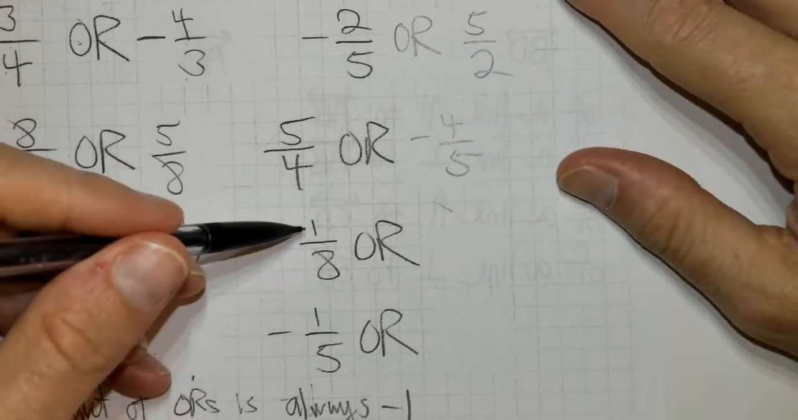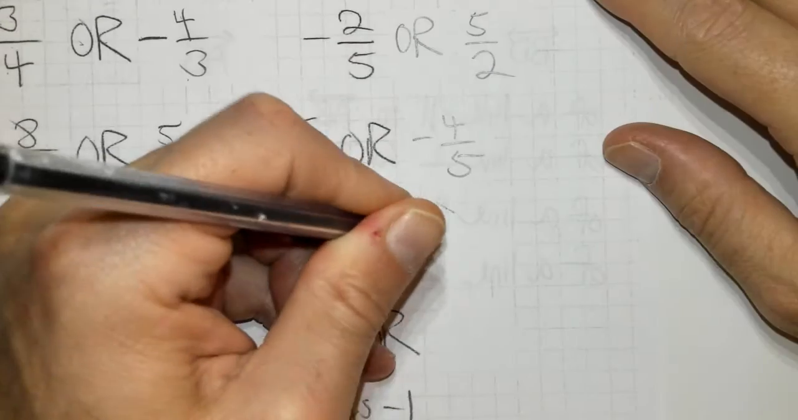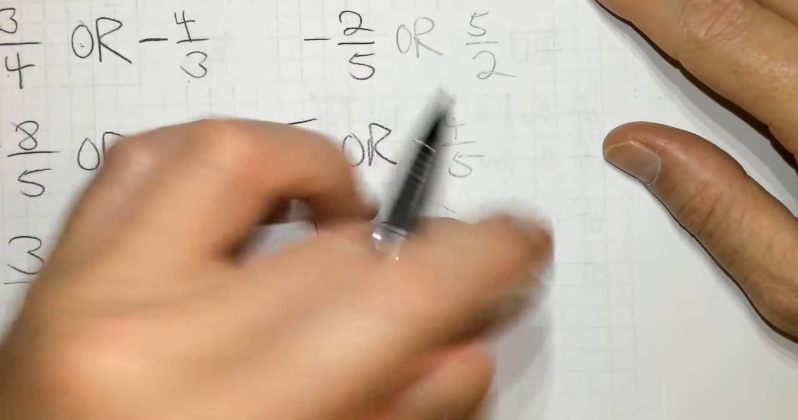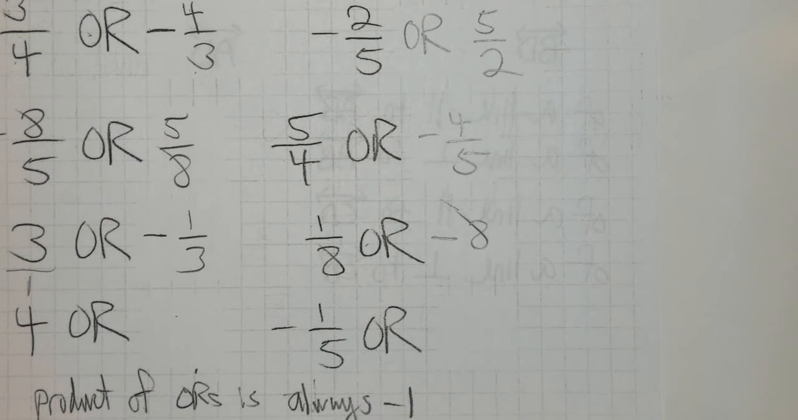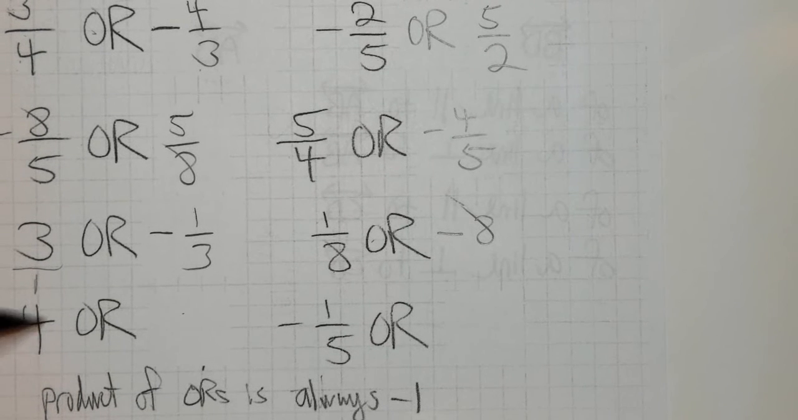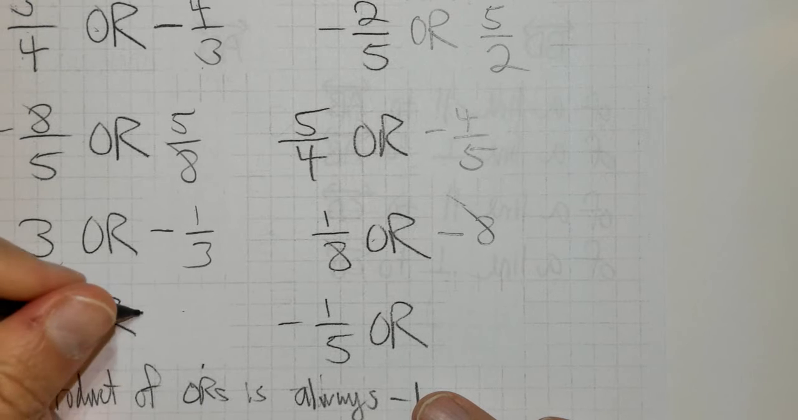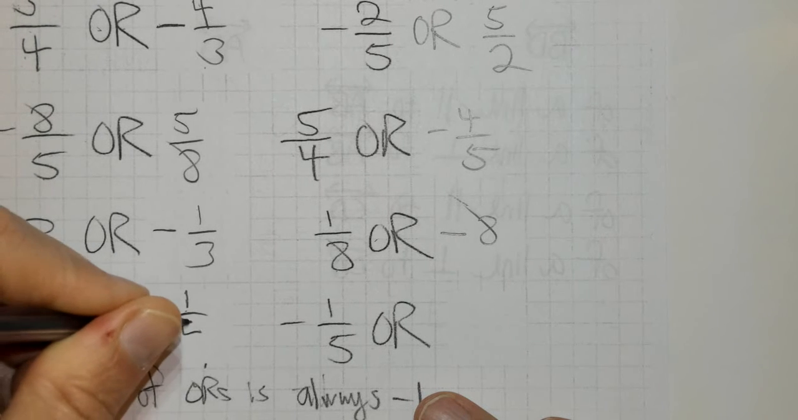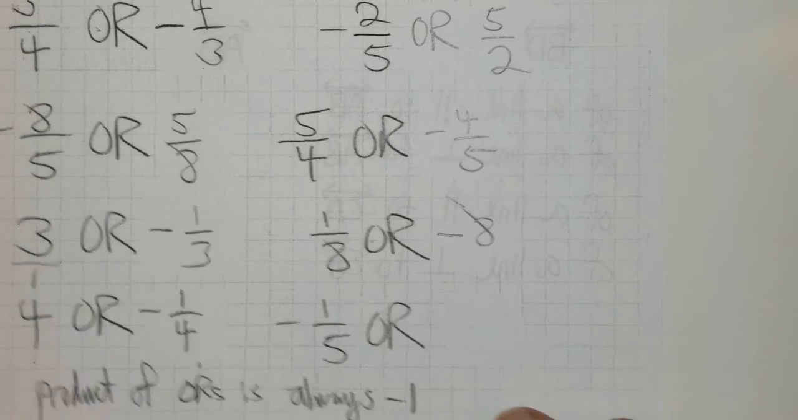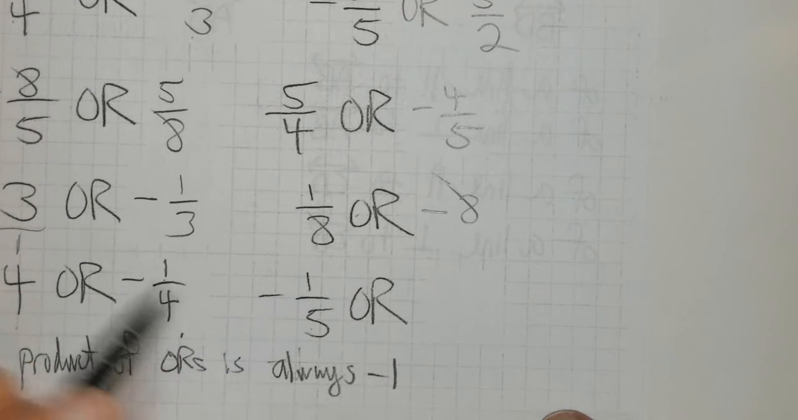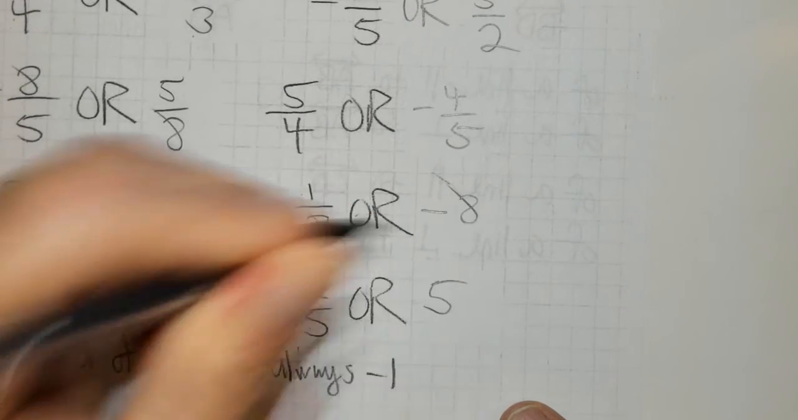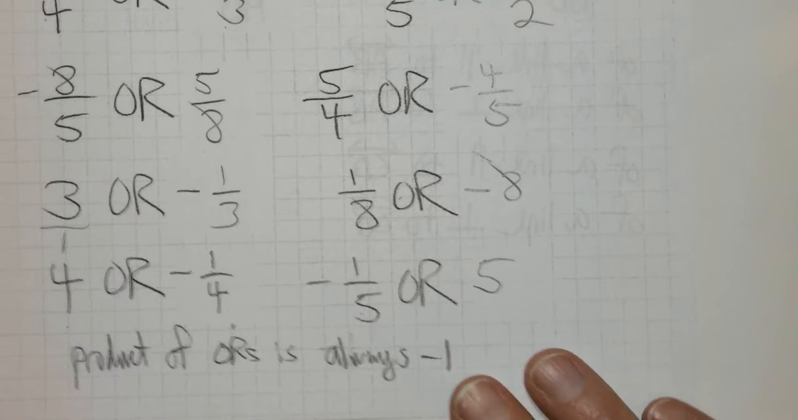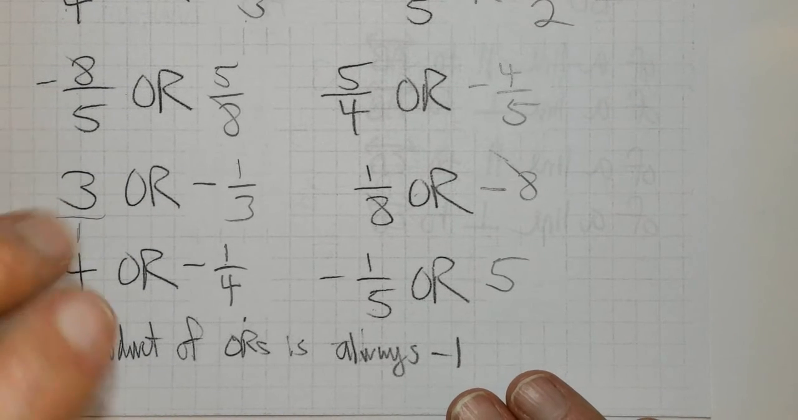Okay, so what about this one? 1 over 8. I want the opposite reciprocal. Positive, change it to negative, and then flip it to 8 over 1. But 8 divided by 1 is just 8, so the over 1 part is unnecessary. And so the opposite reciprocal of 1/8 is negative 8. What about the opposite reciprocal of 4? Well, it would be negative 1 over 4, because remember, this is 4 over 1, flips to 1 over 4. What about the opposite reciprocal of negative 1 over 5? Well, negative 1 over 5 flips to positive 5 over 1, which is just 5. Like I say, if it's not a fraction, you can make it a fraction and then flip it.